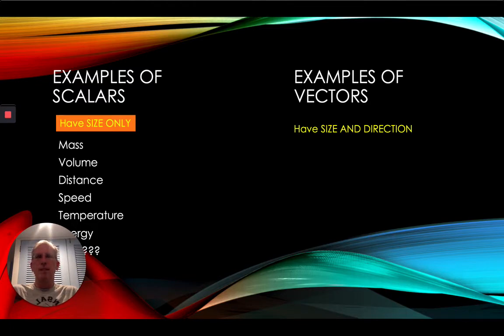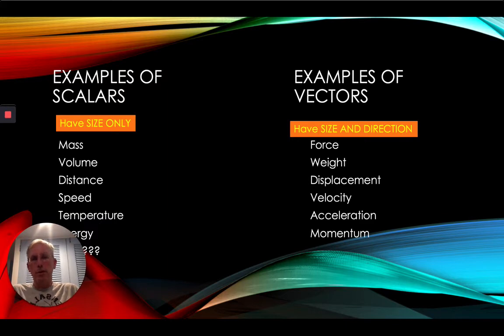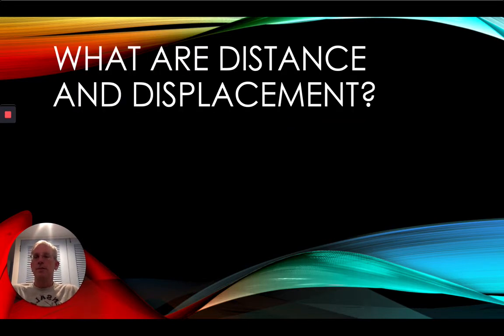Like, that's meaningless. Vectors, on the other hand, all have a size and a direction. So things like force or weight. Your weight points in a direction. It points toward the center of the earth. Displacement and velocity, we're going to talk about today. Things like acceleration. Sometimes we talk about deceleration. So acceleration and deceleration imply directions. And then momentum is another thing we will study later in this year. You've probably heard of it. Also has a direction.